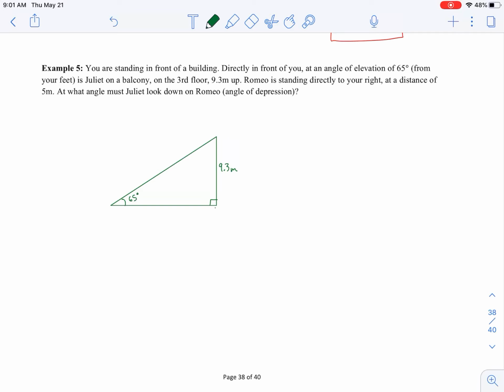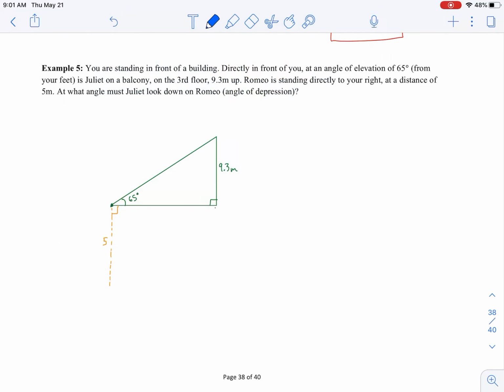And then Romeo is standing directly to your right. So this is where the instructions are a little challenging if you haven't done these problems before. So directly to your right introduces kind of a three-dimension to this problem. So directly to my right, I'm going to say if we're facing the balcony, we're facing that building. Directly to my right would be something like that. Now this kind of introduces our third dimension where it's going to get a little trickier. Romeo is standing to your right at a distance of 5 meters. So he's 5 meters away from us.